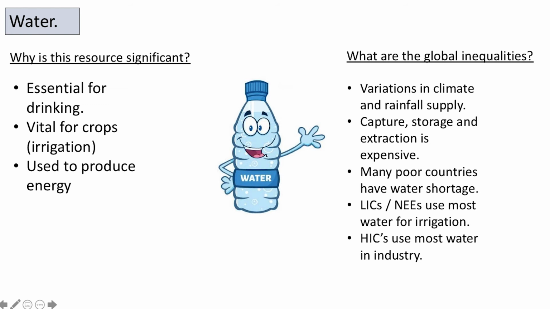Capturing, storage and extraction of water is expensive. Many poor countries do have water shortages. LICs, low-income countries and newly emerging economies use most of the water for irrigation. HICs tend to use their water in industry.